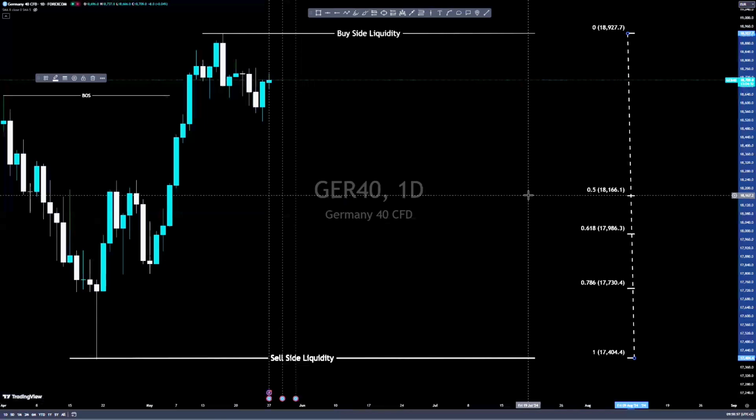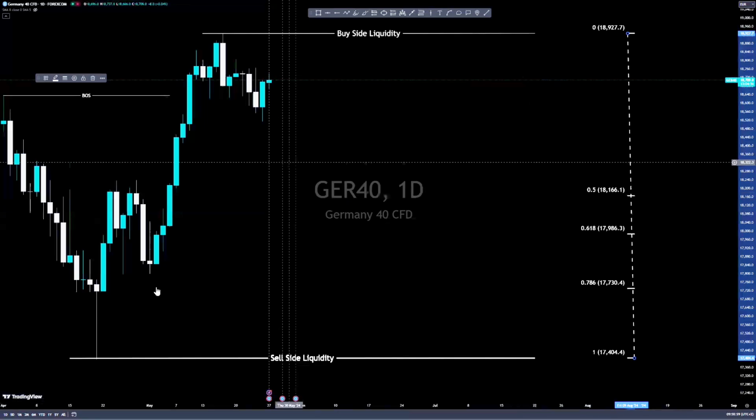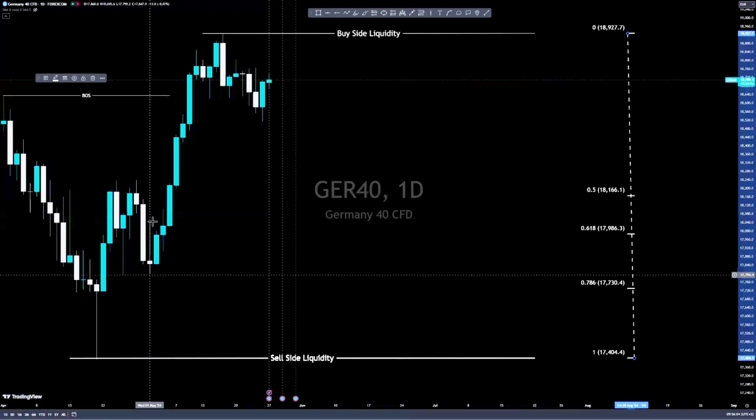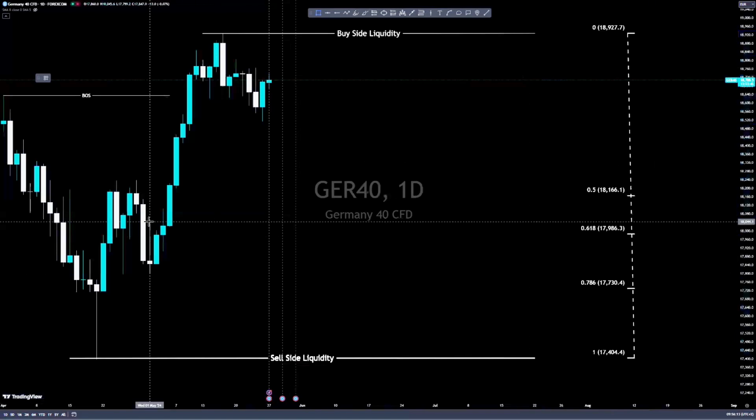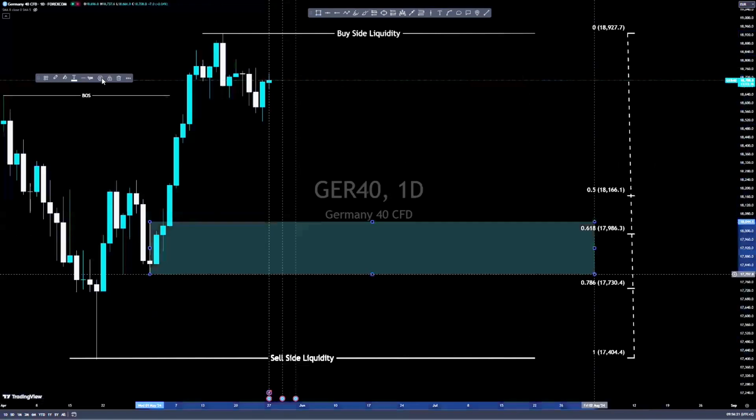So the first zone that we can look at is this zone here, this order block, this long inverted hammer. It will be our order block. So we'll have to draw a rectangle from the high of the candle to the low of the candle. This is the first zone that we are marking, right? So this will be our order block.